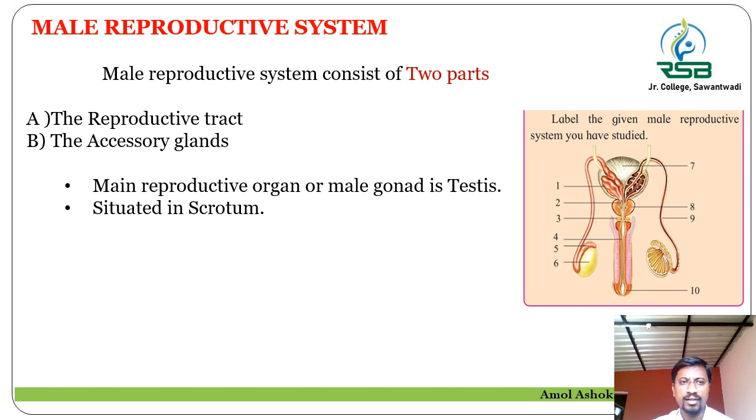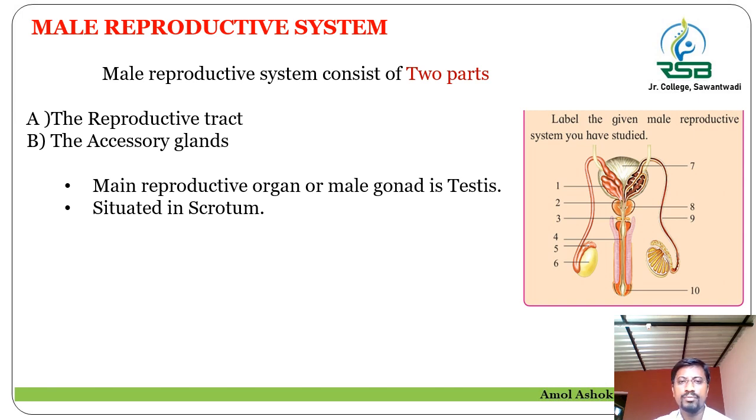Before we start today's lecture, let us look at this diagram, which is blank, and there are certain numbers given, 1, 2, 3 up to 10. These numbers indicate the parts of the human male reproductive system. What is the structure of the human male reproductive system, what are the parts associated with it, and what are their structural peculiarities, that we are going to study in today's lecture. So let us start with our lecture.